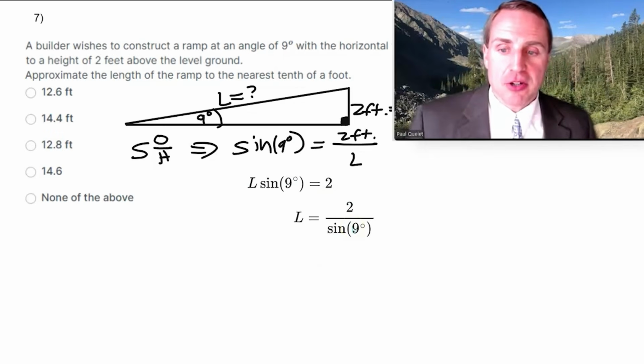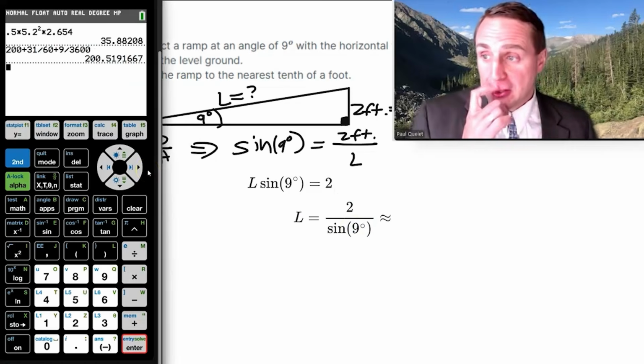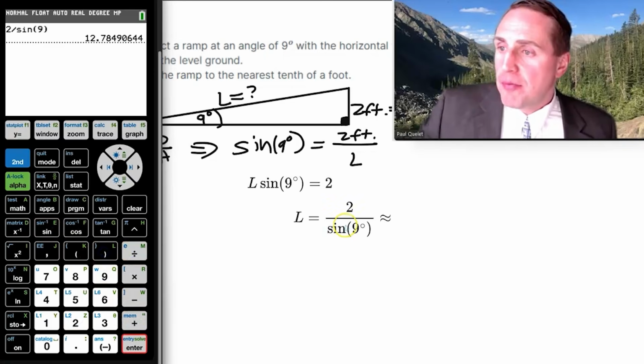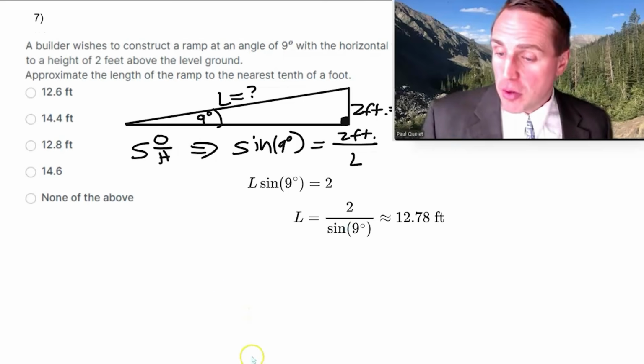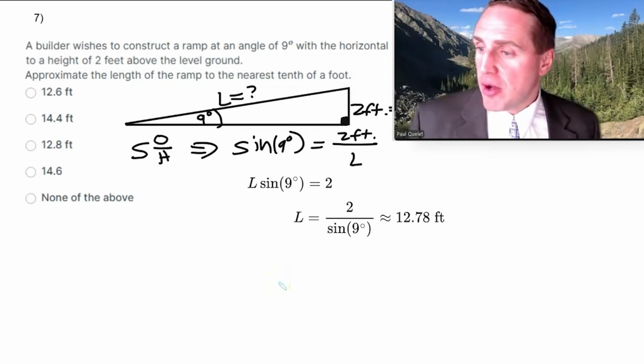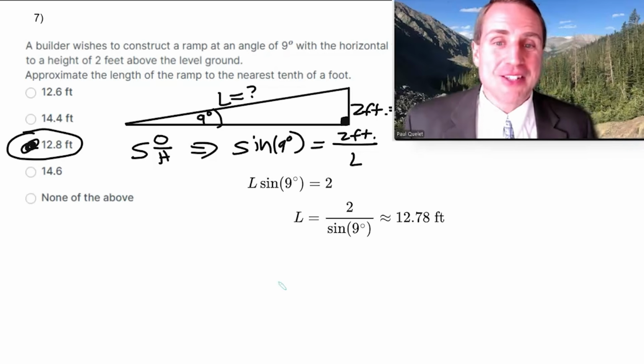Let's get an approximation on that. I'm going to use the calculator, making sure it's in degree mode. So it's 2 divided by the sine of 9 degrees. It's about 12.78 feet. Okay, so 12.78 feet. So let's get as close as we can. So 12.8 feet, that seems correct. All right, so we'll choose that for the correct answer, and then we'll move on.